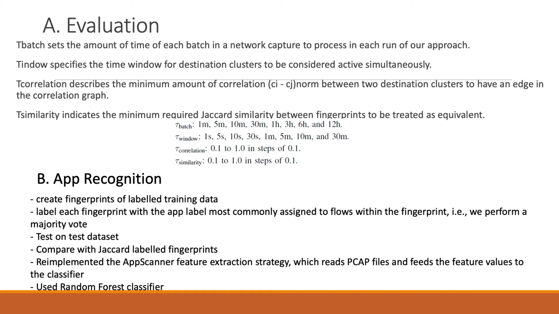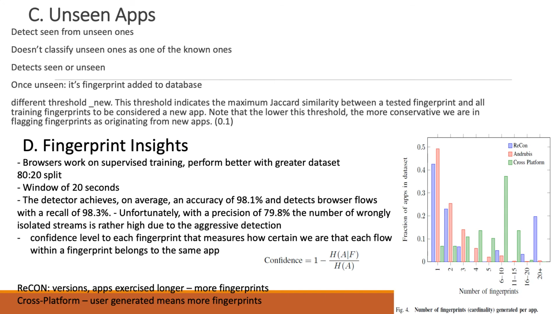For app recognition, they will create the fingerprints, and then they will even test it on the data set. And for detecting the similarity, they use Jaccard similarity, and they use a random forest classifier for this. For unseen applications, they checked whether the applications have been seen before or not. If they don't relate to the data set, this is given by threshold T new, and if it's below that, then it means it hasn't been seen before, and then its features are extracted, a fingerprint is constructed, and it is added to the data set.